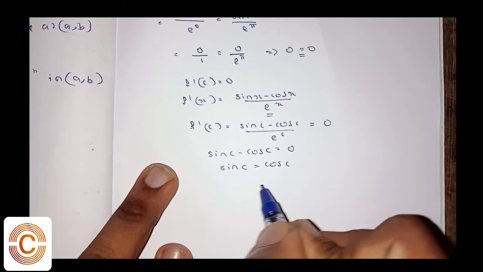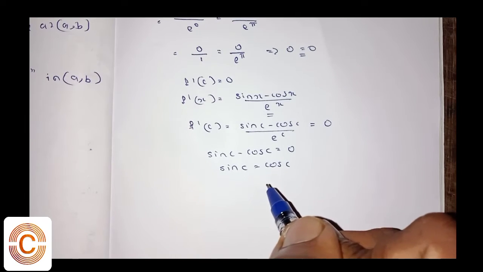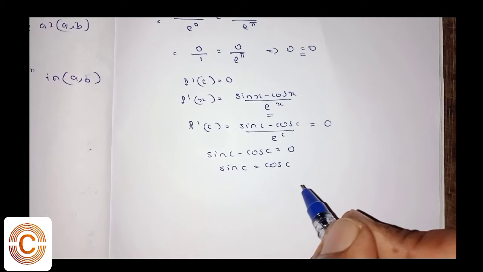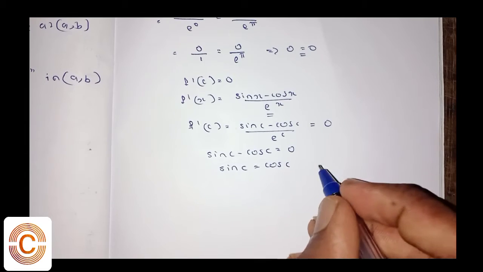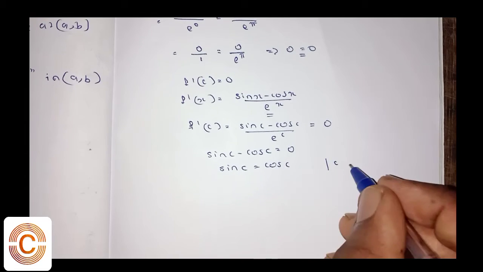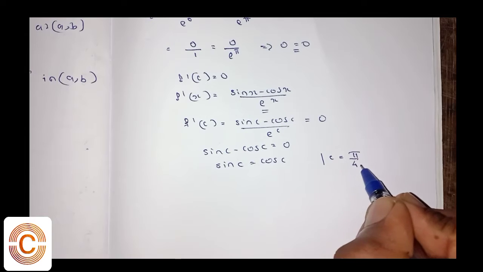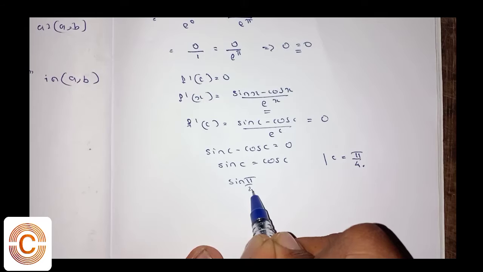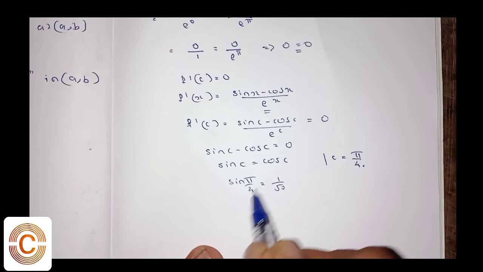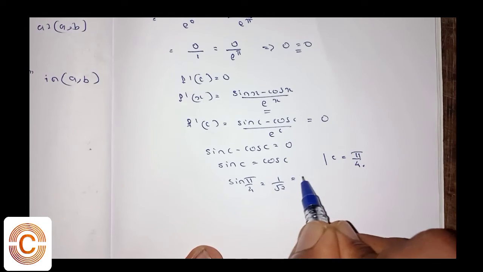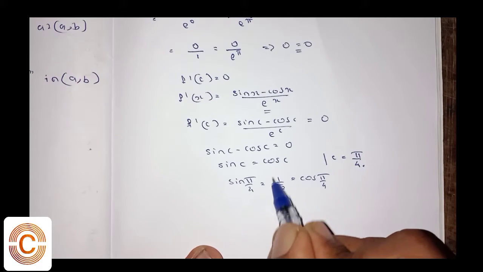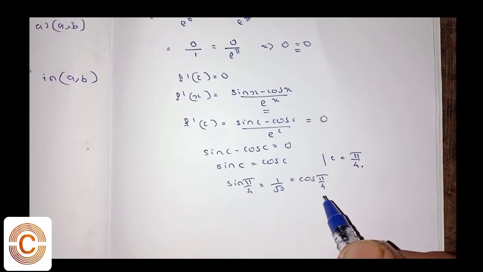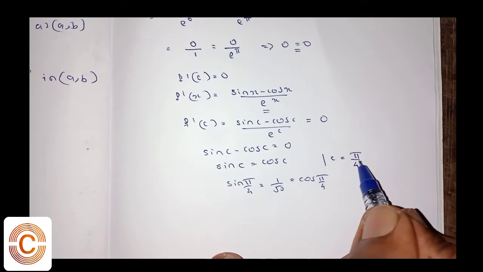Note here that the value of c for which the sine function is equal to the cos function is pi by 4. This means that sin c, that is sin pi by 4, is equal to 1 divided by root 2, and cos pi by 4 is also equal to 1 by root 2. That is, 1 by root 2 is equal to 1 by root 2. It means that there exists a point c equal to pi by 4.